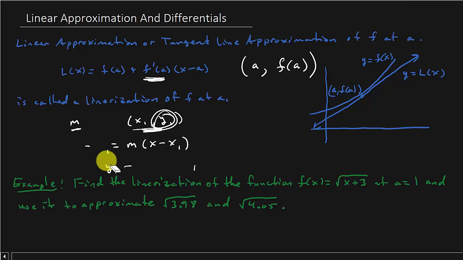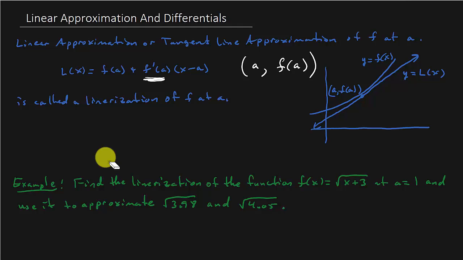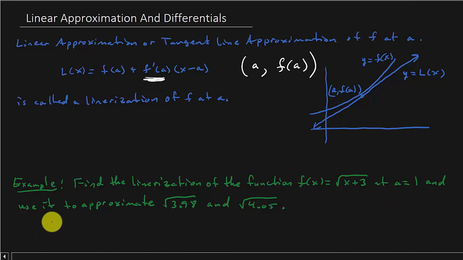So don't make this more complicated than what it is. Well, it's really not complicated at all, but hopefully it gives you an idea of what you're doing. So let's see, they want us to find the linearization of the function f of x equals the square root of x plus 3 at a equals 1, and use it to approximate the square root of 3.98 and the square root of 4.05.